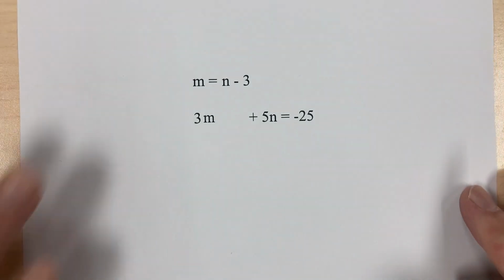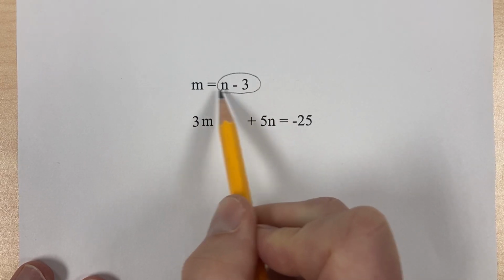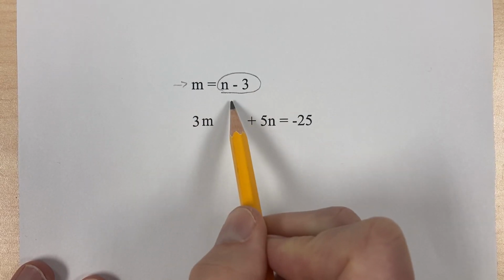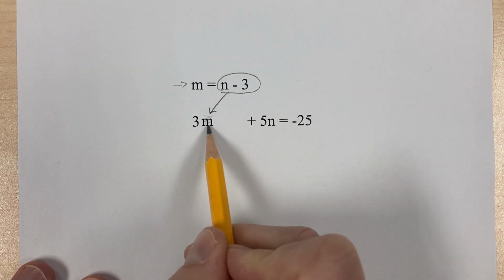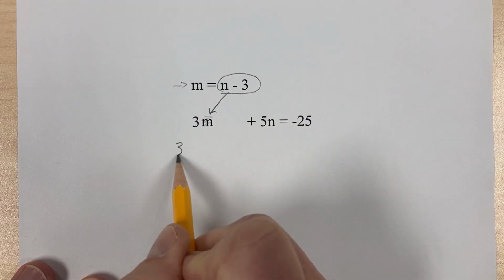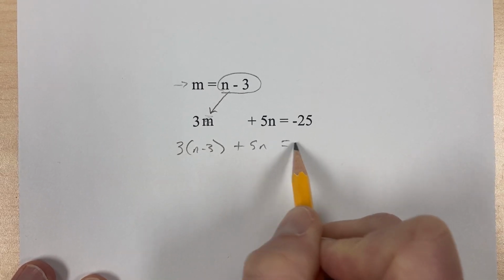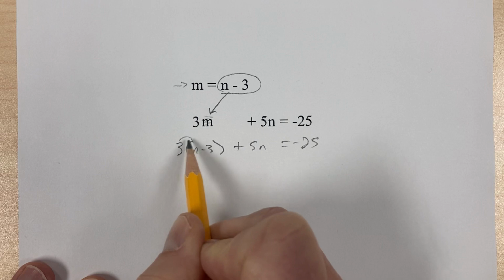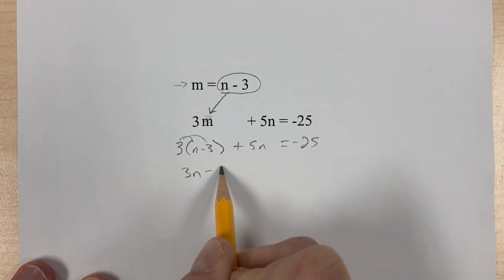All right, so on this one here, I've got m equals n minus 3. M is by itself. We're going to take n minus 3, we're going to put it in for m down here. This m will go away, so instead of 3 times m, we'll have 3 times n minus 3 plus 5n equals negative 25. We're going to distribute. 3 times n is 3n. 3 times negative 3 is negative 9.